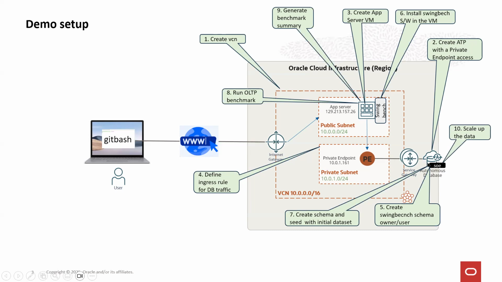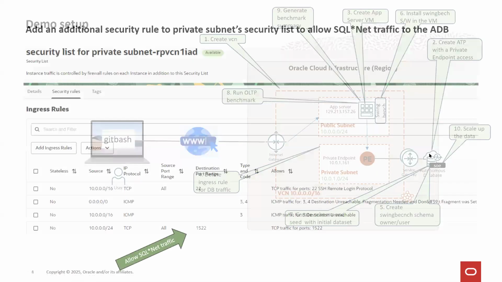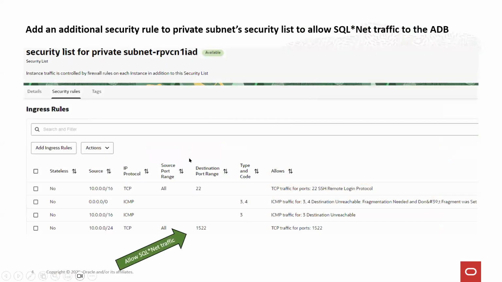After that, if you want to scale up this data, let's say you run it for an hour and it created about a terabyte of data, and you want to scale it up to 10 terabytes or 20 terabytes, you don't want to run Swingbench for so many hours. There is a simple technique using which you can increase the data volume, and I'm going to show you that also. So the thing I was talking about was creating an ingress rule.